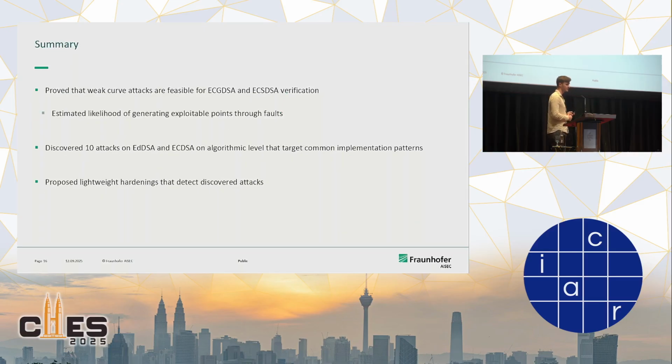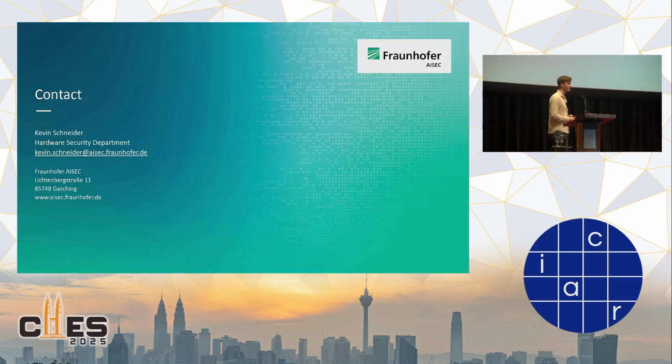So to summarize all of this quickly, we proved that Rowhammer-style attacks are in fact possible for ECDSA and ECSDSA for the verification side, and not only for the signing side. We also estimate the likelihood of finding some exploitable points through a fault. Then we continued to look at EdDSA and ECDSA and found 10 more attacks that are a bit more on an algorithmic level and targeted towards how these signature schemes are usually implemented, and also proposed some lightweight hardenings against them. That's basically everything I've got.